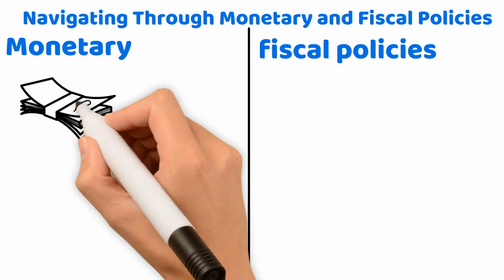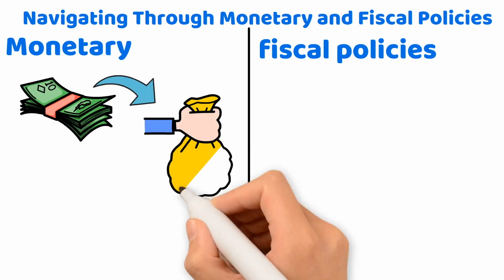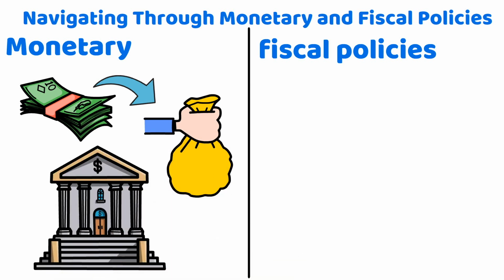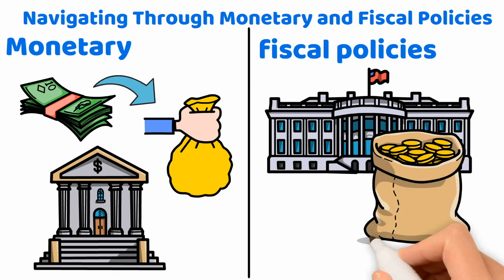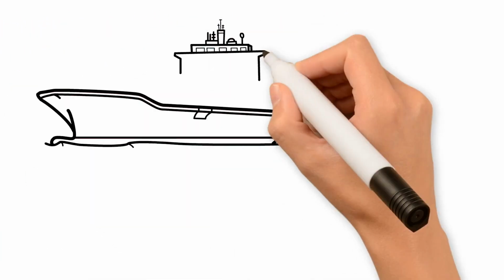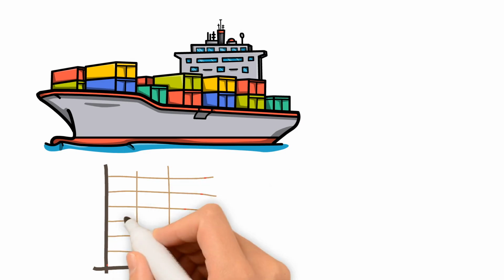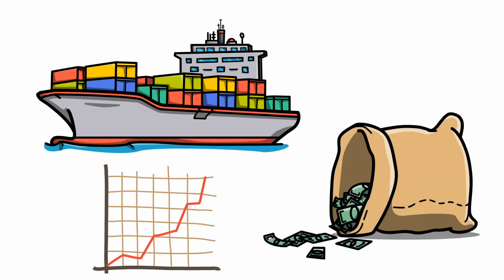Now, let's talk about the pillars of economic strategy: monetary and fiscal policies. Monetary policy involves regulating the money supply and interest rates, managed by the nation's central bank. Fiscal policy, on the other hand, concerns government spending and taxation. Both are instrumental in steering the economic ship, influencing everything from inflation rates to public investment.